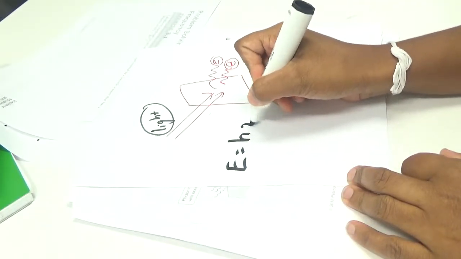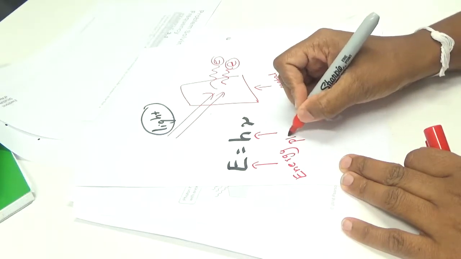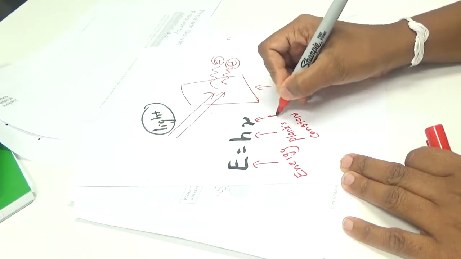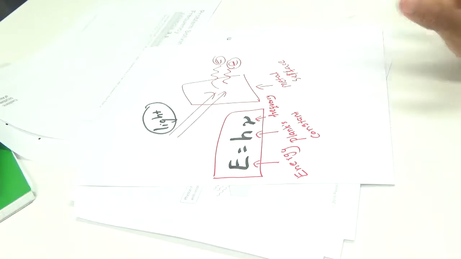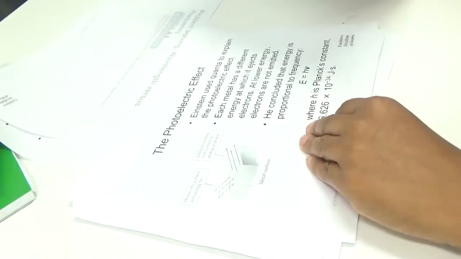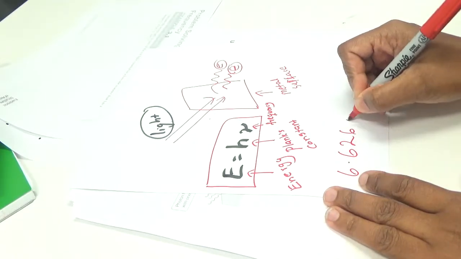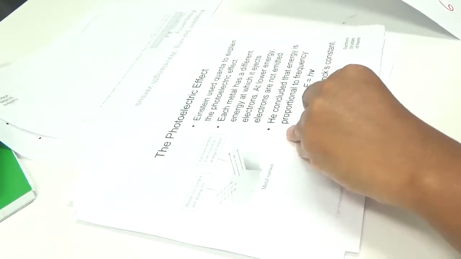With that, we are coming to our next equation: E equals h mu. E is energy, h is Planck's constant, mu is frequency. This is the second equation. No need to memorize Planck's constant; I am giving you the Planck's constant. But this is the equation. Planck's constant is 6.626 into 10 to the power negative 34 joule second. This is the second equation we are learning.